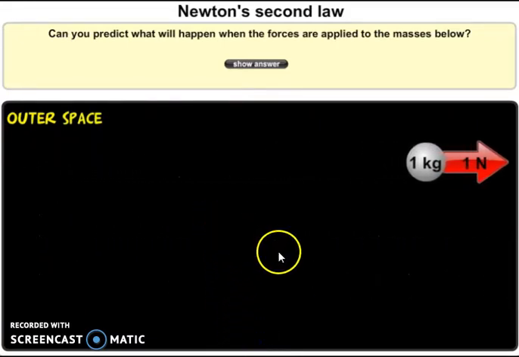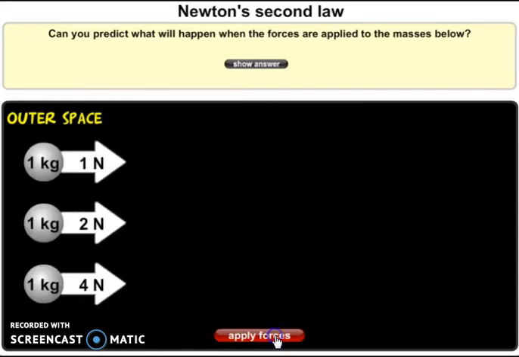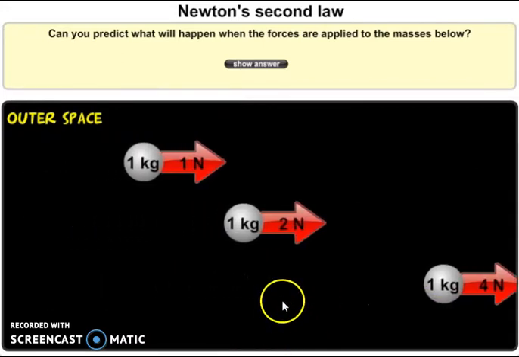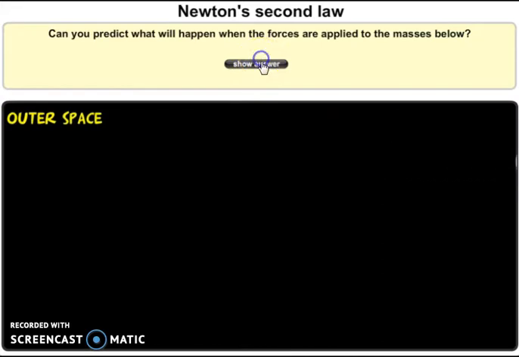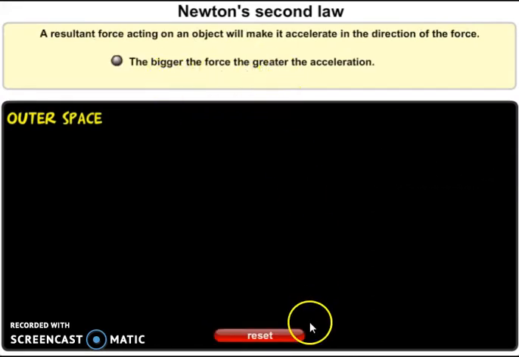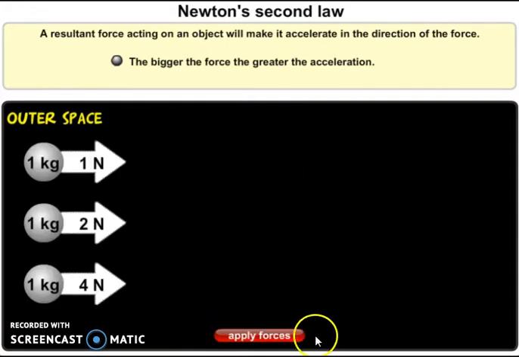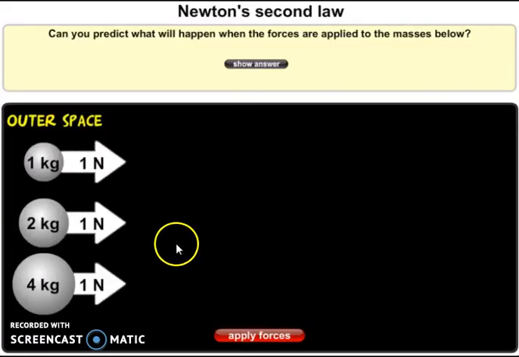Okay, so the one with the largest force will move the fastest. All right, so why is that so? The bigger the force, the greater the acceleration. All right, so what if I were to have another scenario? Same force but different objects. Which one will have the greater acceleration?